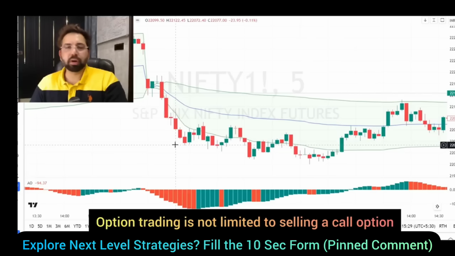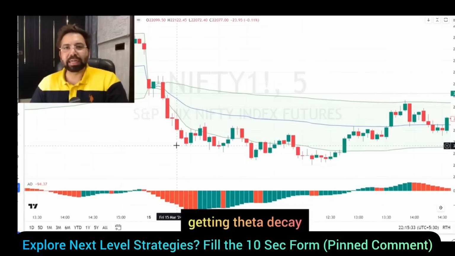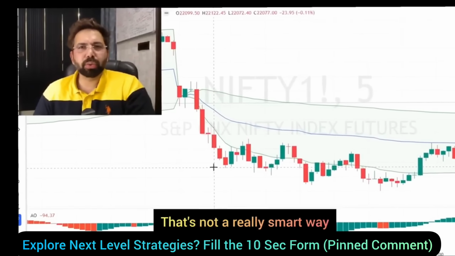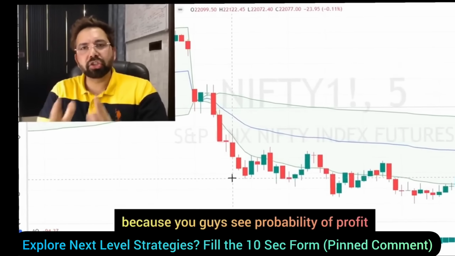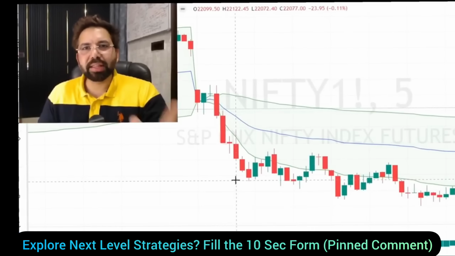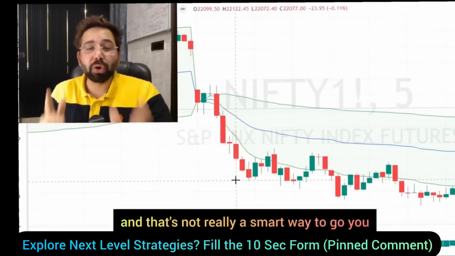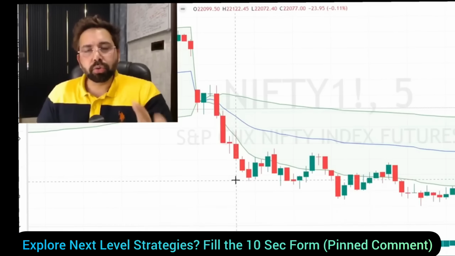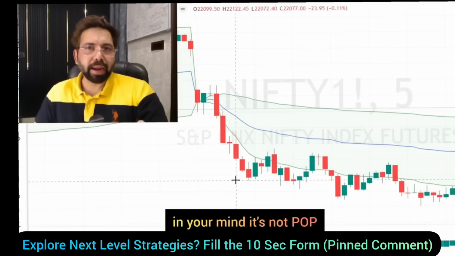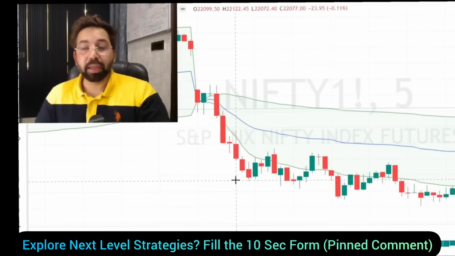Option trading is not limited to selling a call option, selling a put option, getting theta decay. That's a really low IQ way of trading, right? That's not a really smart way, because you guys see probability of profit, big wide range, not realizing that if one trade goes wrong, it's really gonna take out everything, and that's not really a smart way to go. You need to have concept of POP absolutely clear in your mind. It's not the POP which graphs show you. It's a different kind of POP which is not visible here.